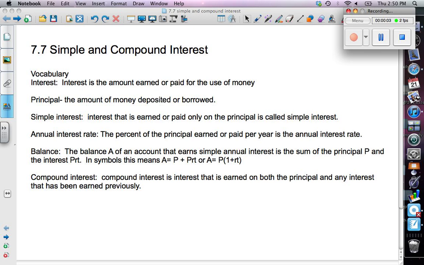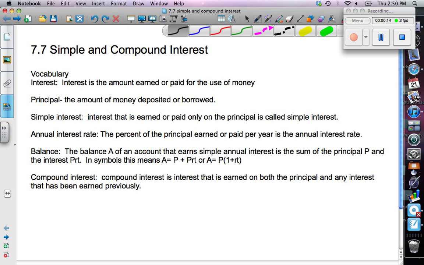This lesson is on 7.7, which is on simple and compound interest. To start, there's a few vocabulary words you're going to need to know, but you'll learn them better as we use them through different formulas. So for example, interest. Interest is the amount earned or paid for the use of money.